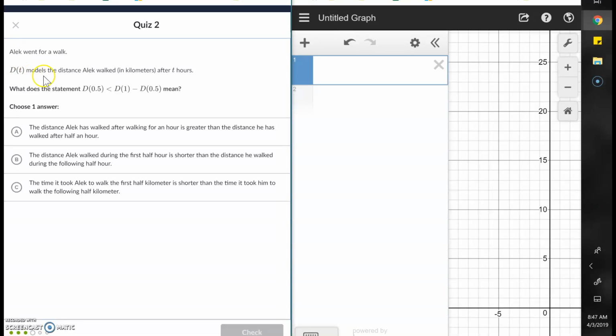Here it's saying D of t models the distance that Alec walked in kilometers in t hours. So t represents the number of hours, D of t represents distance. So this is saying after 0.5 hours, the distance of 0.5 hours is less than the distance of walking 1 hour minus the distance of walking 0.5. So we're just trying to match that up down here. The time it took Alex to walk the first half kilometer is less than the time it took him to walk the following half kilometer.